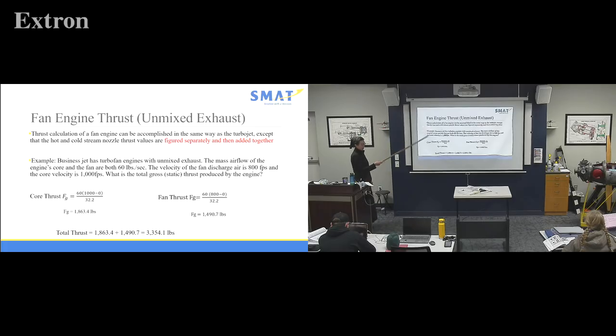Example with fan engine thrust. Some fans will mix fan and core exhaust, some keep it separate. If it's separate, then you do a calculation of core thrust and a calculation of fan thrust and add them together. On big high bypass engines, fan thrust can be up to 80% of thrust from the engine. So you don't need to know the numbers, just know up to 80% fan thrust can be your thrust.